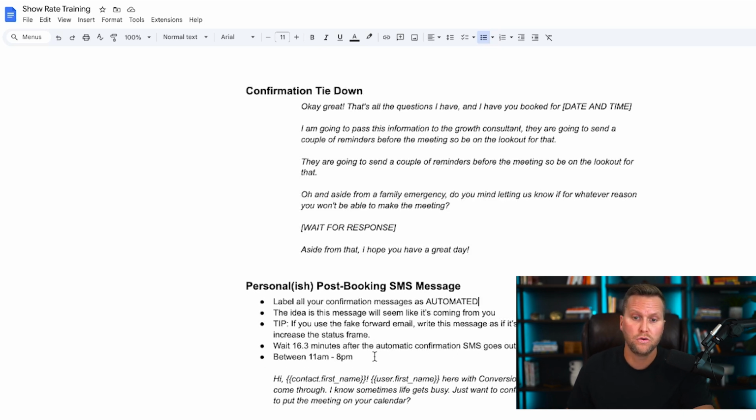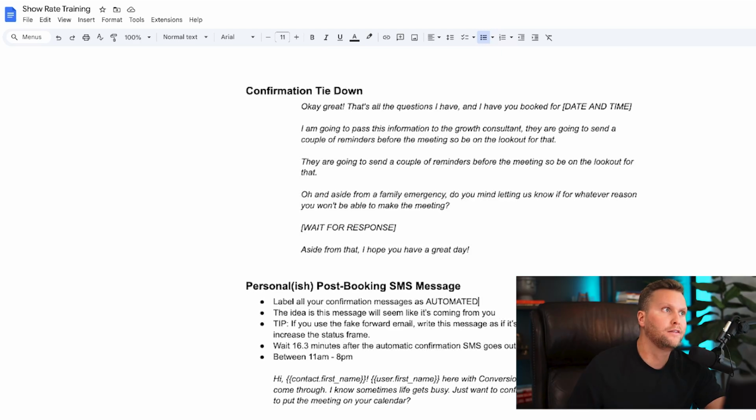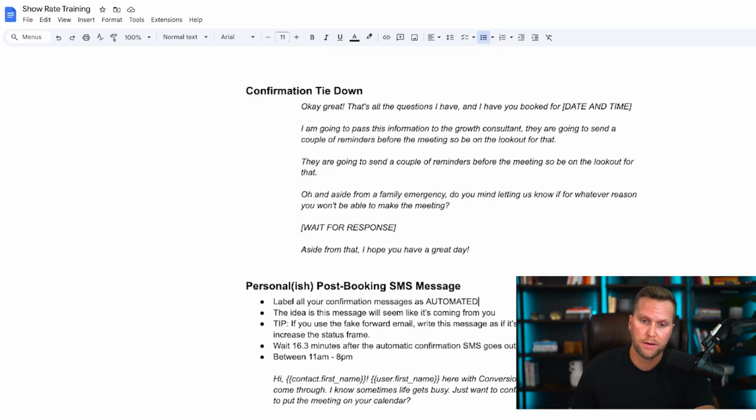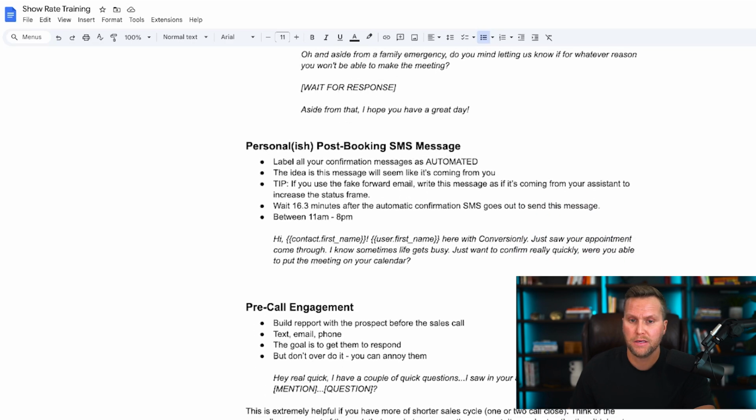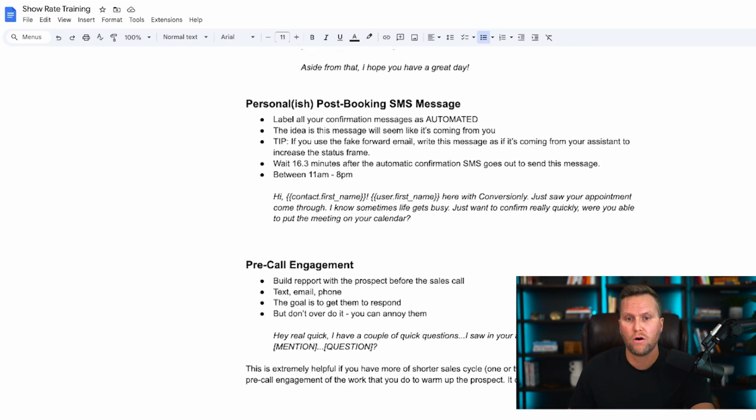And then also you only send this out between the times of 11 a.m. to 8 p.m. because it wouldn't make sense if you send a message that says, hey, just saw your appointment come through at 3 a.m. Then they're going to kind of catch on that this might be automated. So make sure you set that between 11 a.m. to 8 p.m. The next thing that I want to talk about is pre-call engagement.